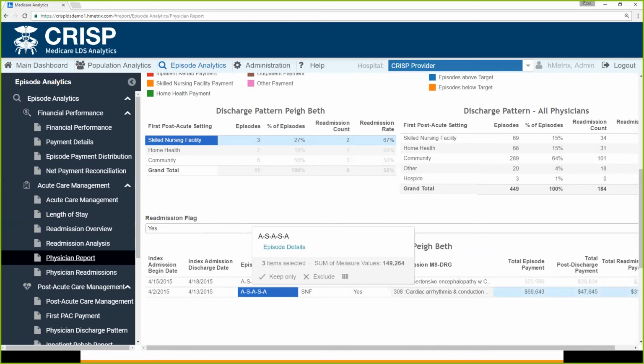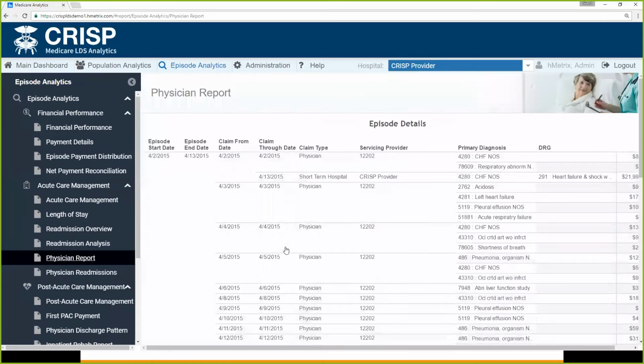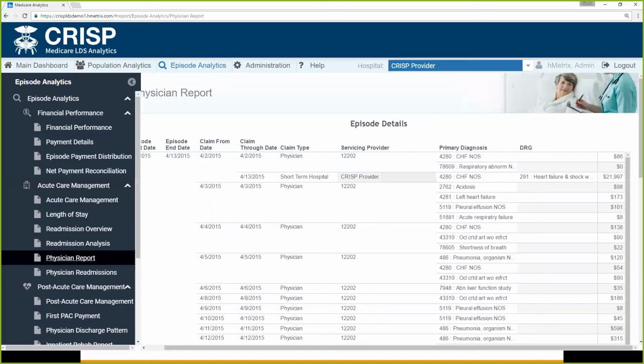Well, again, the tool allows for drill down. So you can drill down to this single episode, and what this will do is pull up all of the LDS claims that we're using to build the episodes, and gives you that information. So you can see the episode started on April 2nd. The initial discharge date was 4/13 for the short-term hospital at this hospital. The primary diagnosis, the DRG, and the payment. And then it follows this all along during the 90 days after that.